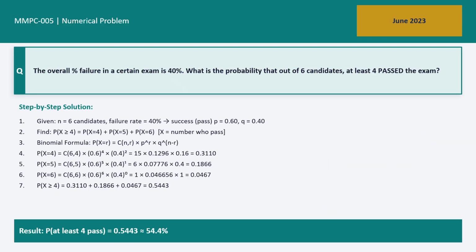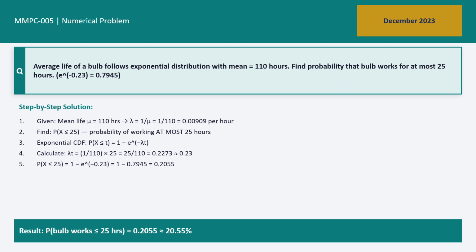Now let us solve a numerical. If the probability of passing is 0.6 and we want the probability that at least 4 out of 6 students pass, we use binomial distribution and calculate probabilities for 4, 5, and 6 successes and add them, giving approximately 0.5443 or 54.4%. Next is exponential distribution, where we deal with time between events.